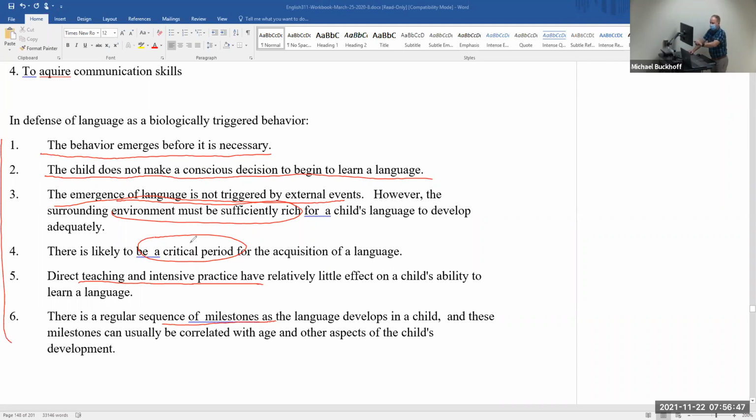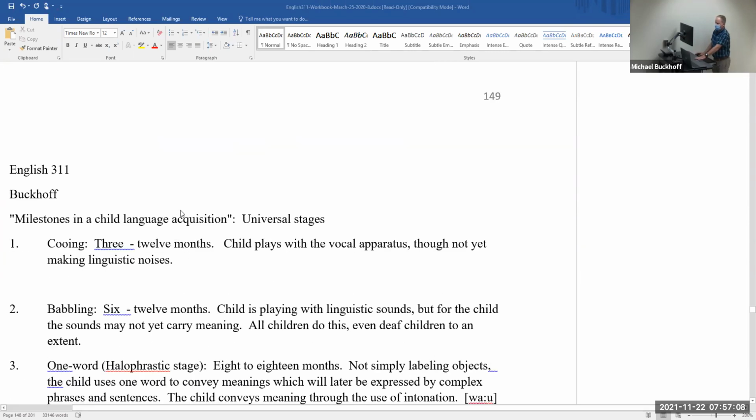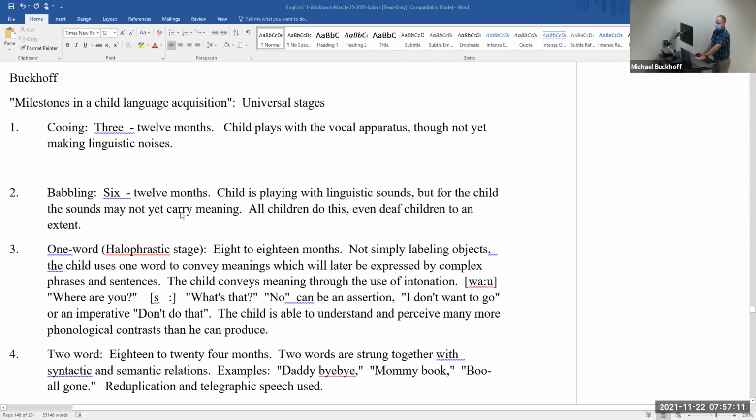So these 6 things here seem to suggest that even though the environment is important, there are some biologically connected things to a child learning a language. So keep those things in mind. Okay, so let's take a look at what's called the milestones in child language acquisition. We call these universal stages.